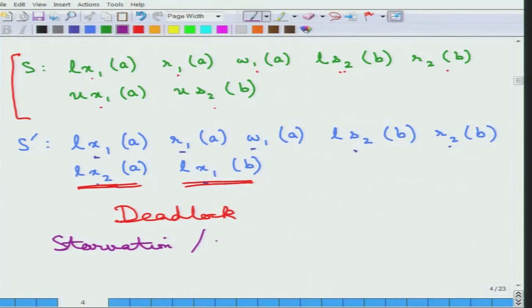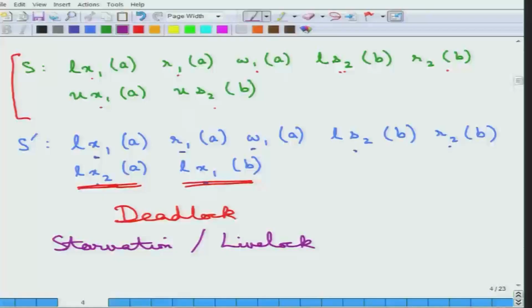The phenomenon of starvation or livelock is this: suppose there are many transactions and transaction 1 holds a lock on some item A. Now both transaction 2 and transaction 3 want it. It happens that once transaction 1 releases it, transaction 3 grabs the lock, so transaction 2 does not get it. Before transaction 3 releases it, transaction 4 again wants the same lock on the same data item. So once transaction 3 releases, transaction 4 grabs it and transaction 2 again does not get it. Then again before transaction 4 releases, transaction 5 wants it, so transaction 2 again does not get it.